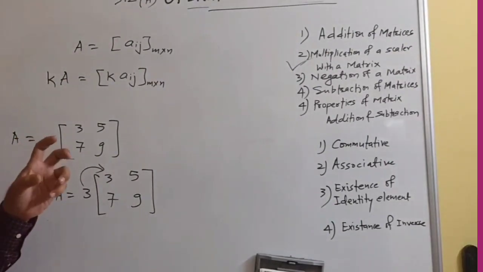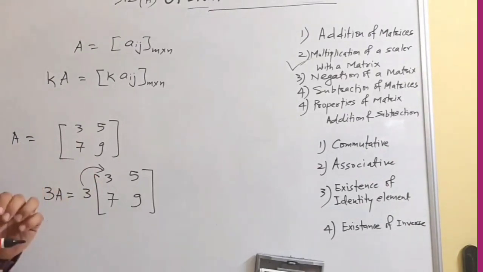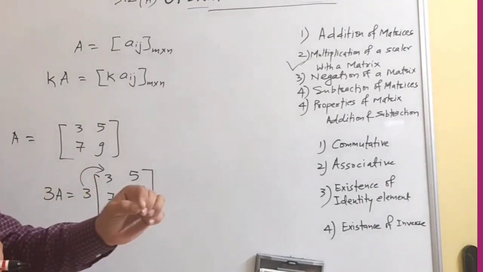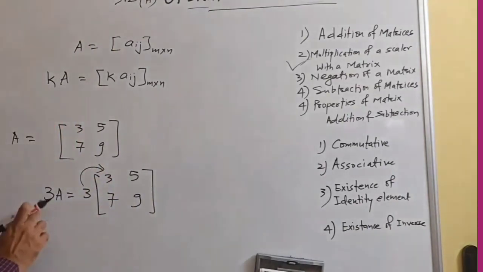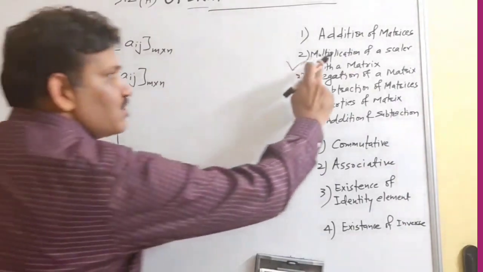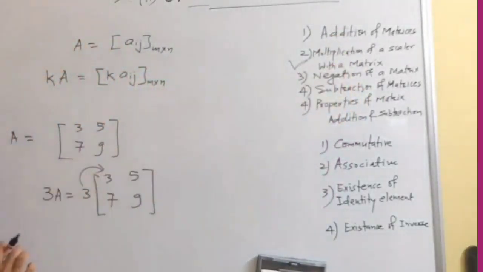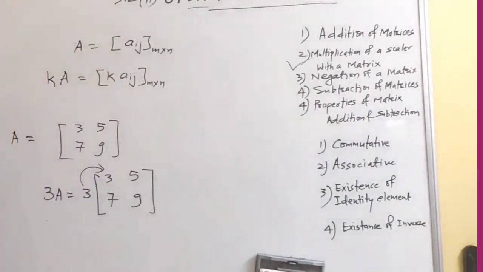You must have heard about scales in graphs, in maps. 1 centimeter is equal to 1000 kilometer. So that is scaled. So scaling by a number, this multiplier is known as scalar. So multiplication of a scalar with a matrix: if K is the scalar, then each and every element is multiplied by K.